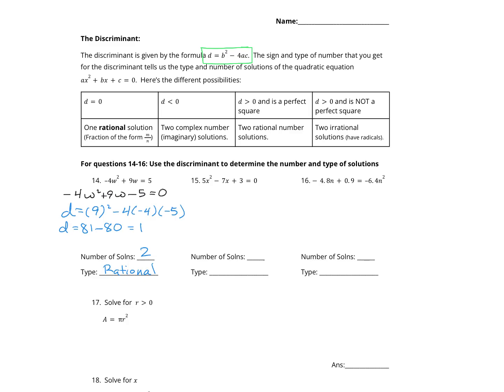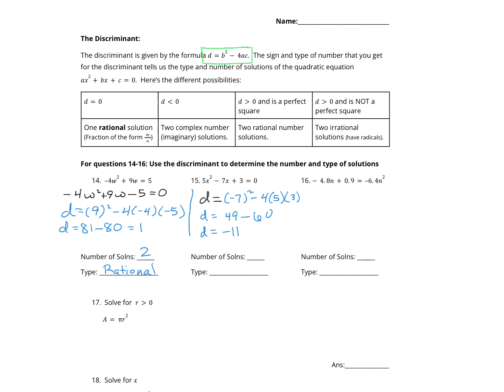For the next problem, we're going to go through and find that discriminant as well. My d is going to be equal to b squared minus 4ac. So the b is negative 7 this time. So that's squared. Minus 4 times the a number, which is 5, and the c number, which is 3. So that's going to be 49 minus 60. And we know that's going to be a negative number. That's going to be negative 11.